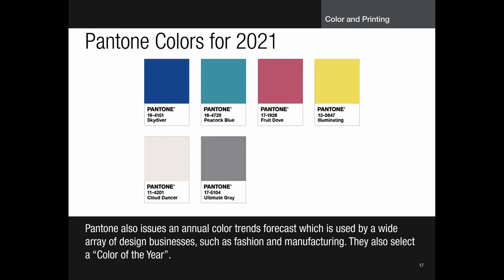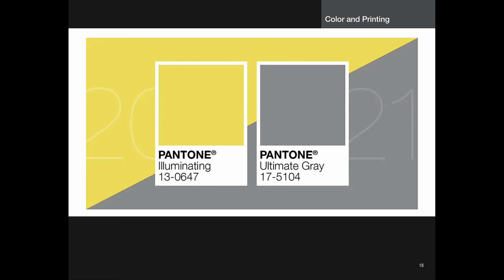This isn't the full range of colors that Pantone predicted for 2021, but from these colors, they always pick a color of the year. And for 2021, they actually did something different. They didn't choose one color, they chose two. They've only done this one other time. For 2021, they have chosen this yellow color called Pantone Illuminating and then Pantone Ultimate Gray. Why did they choose two colors for the year 2021?